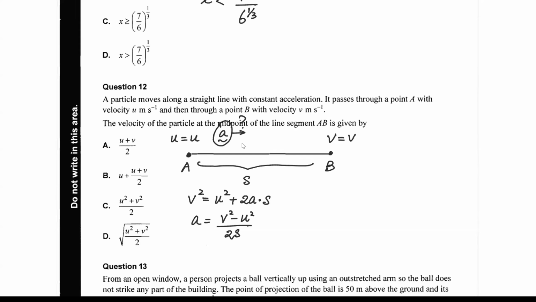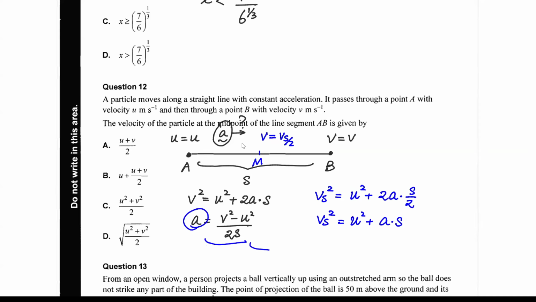The next thing is, I want to find the velocity in the middle. Let's call this point M. So this one is v equals v at half s, okay? The acceleration is the same, but I change the condition. So now if we use vs squared equals u squared plus 2a times half s, I'm solving vs squared equals u squared plus a times s. And I'm putting this thing into here to find vs squared. Then we find the vs.